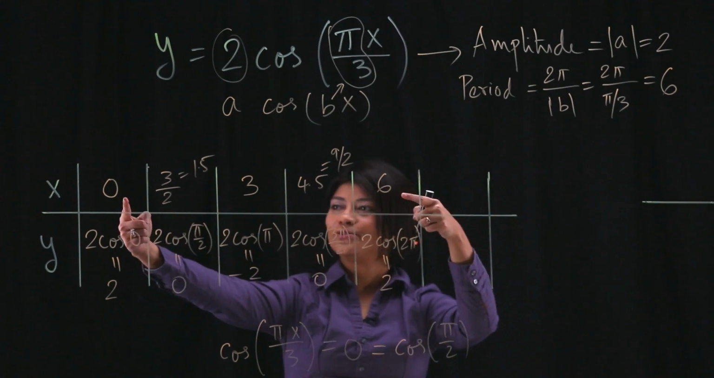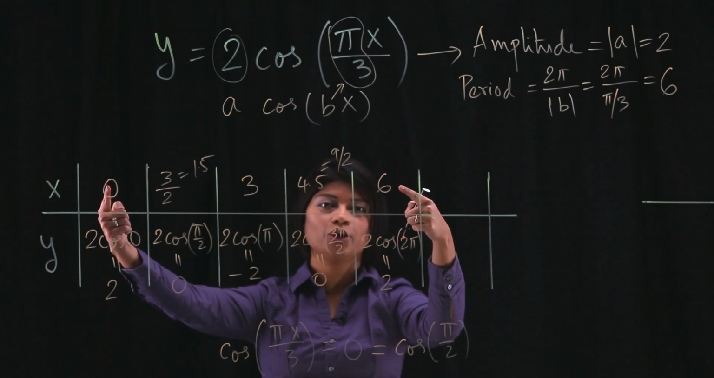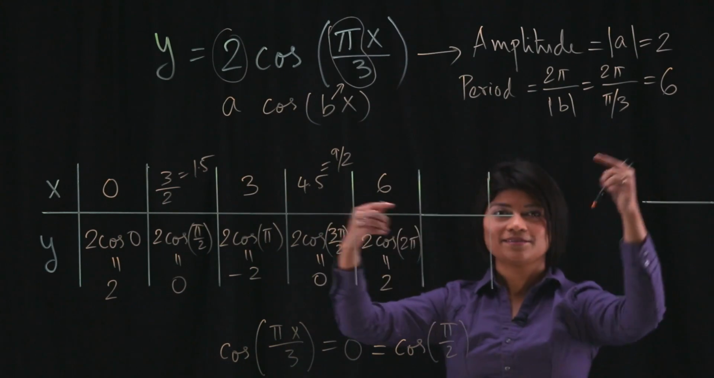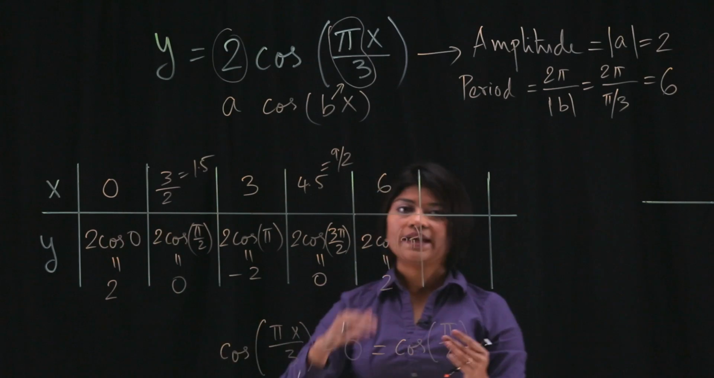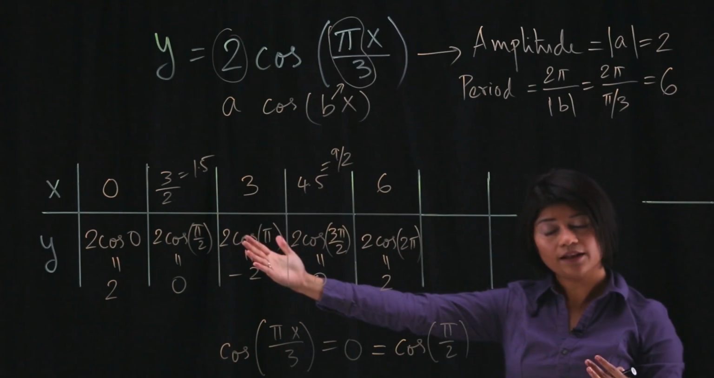And look at the x value. It will be between 0 and 6. We know that the period is 6. So it makes sense, right? This is going to be one cycle. And then you can go to the negative side as well.